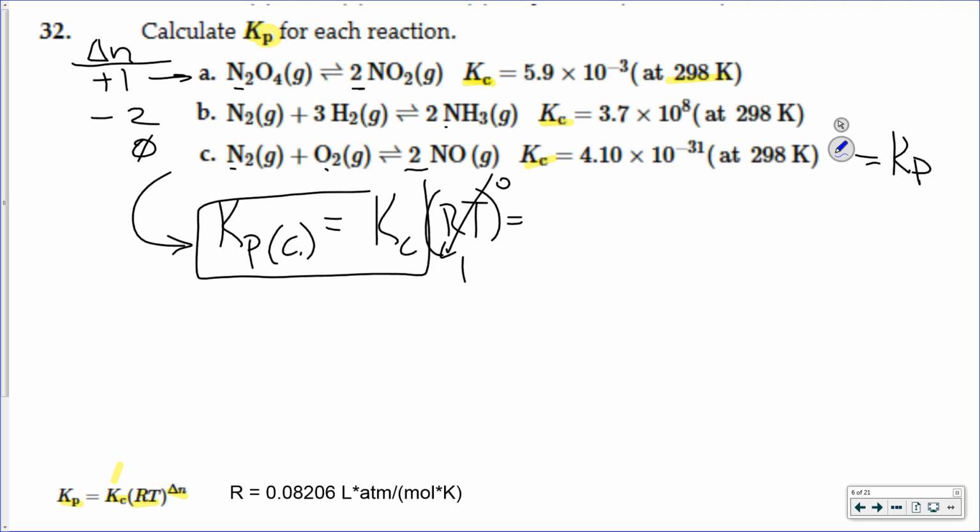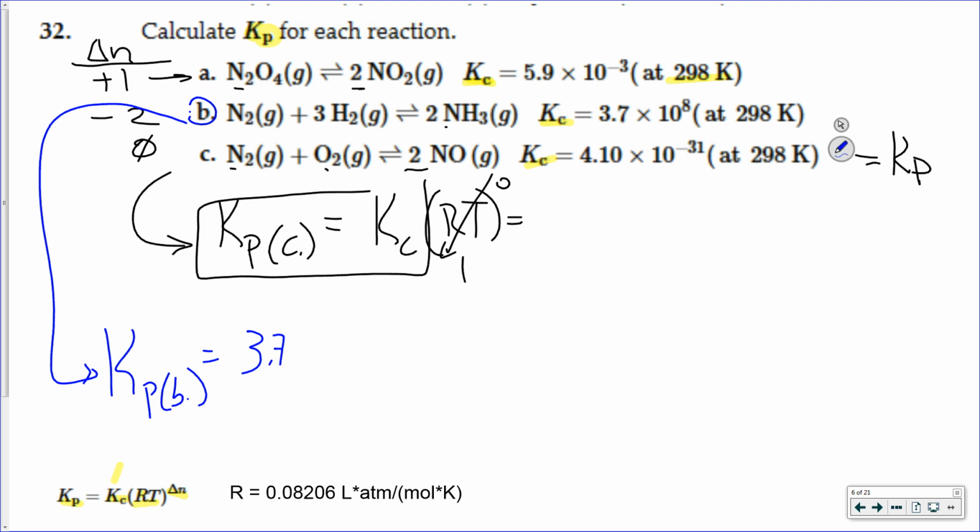So let's do B. So the K sub P for B. Let's do this one. All right. So the K sub C value is 3.7 times 10 to the 8. Right, and then we've got to multiply that times R. The gas constant is 0.08206, and then times the temperature. The temperature is 298, and then raise it to the -2 power. So play along with your calculator. See what you get.